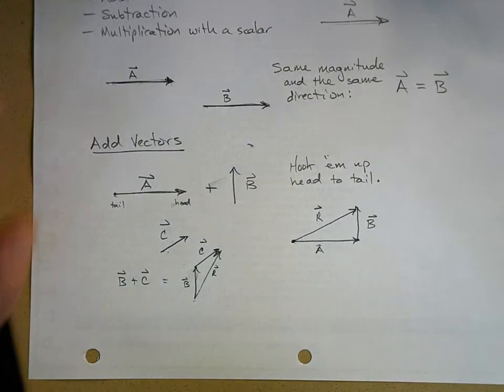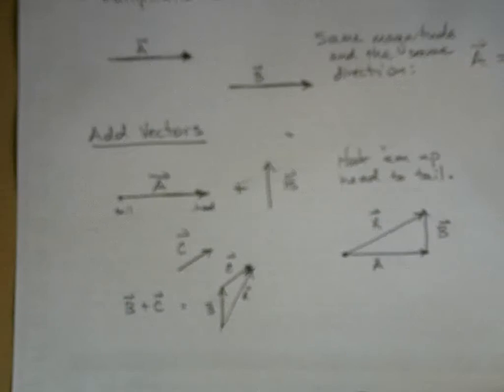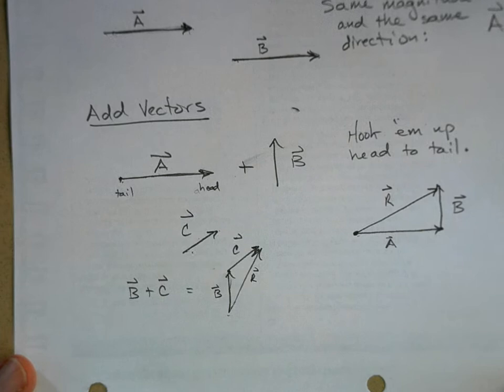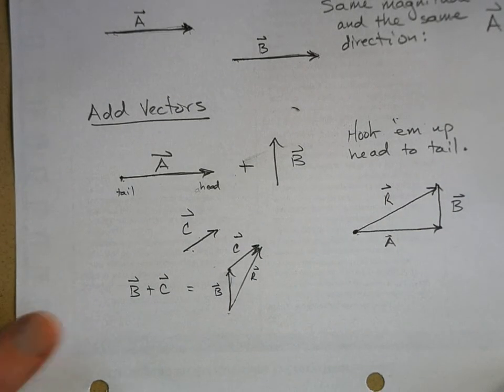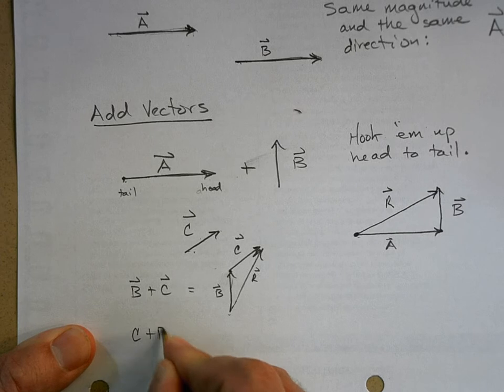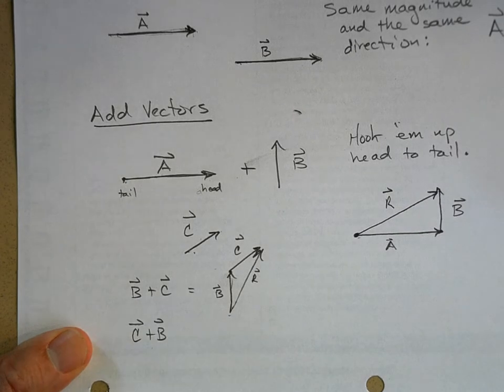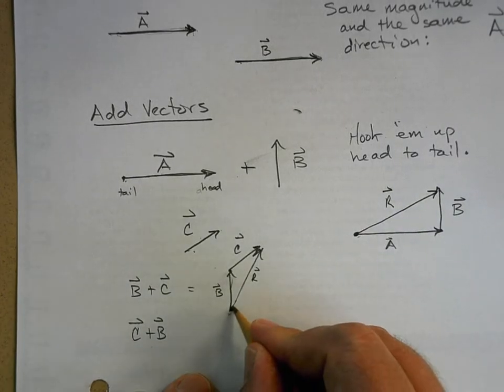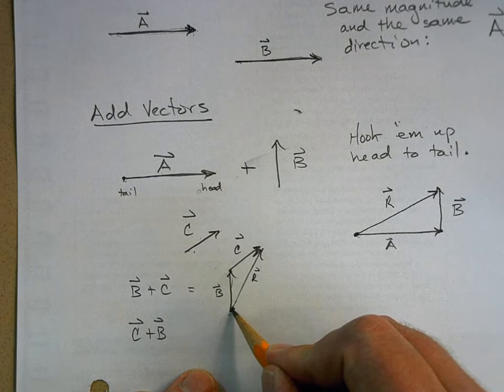Okay, let me zoom in a little bit. Now, what if I went C plus B? No problem. I'm going to start where I started before. I'll redraw vector C.